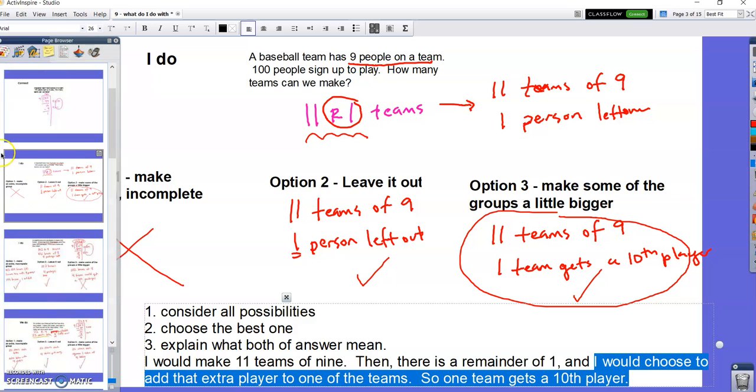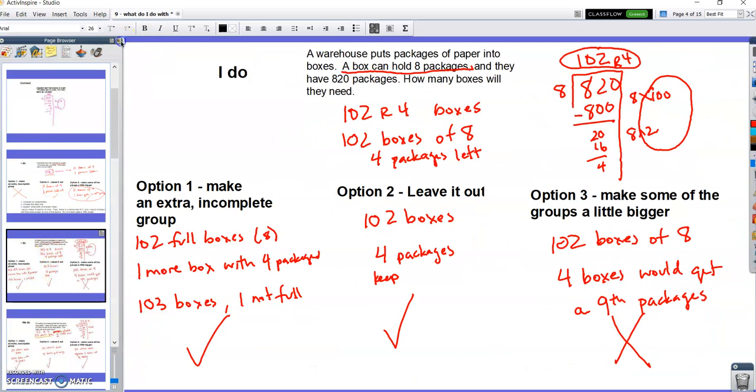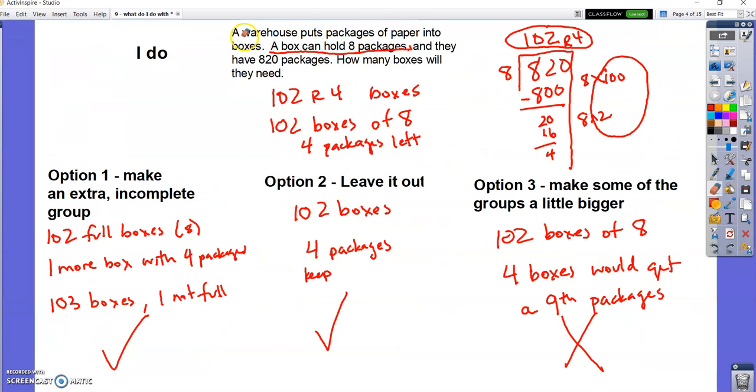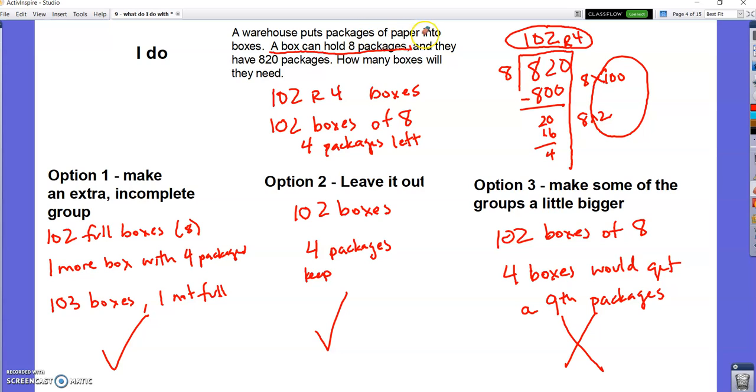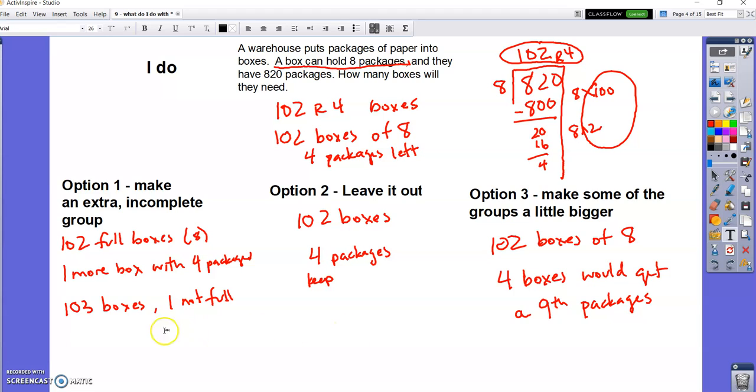Okay? Let's go revisit the next one. So again, here's all our work from yesterday. We did the math. I don't want to worry about the math. A warehouse puts packages into boxes. A box can hold 8 packages, and they have 820 packages. How many boxes will they need? So here's all the work we did yesterday. So today we're just all about making sure we communicate the answer in a way that makes sense.